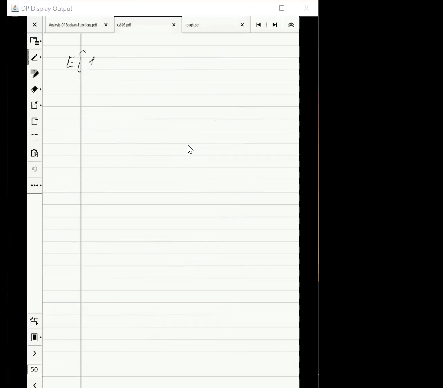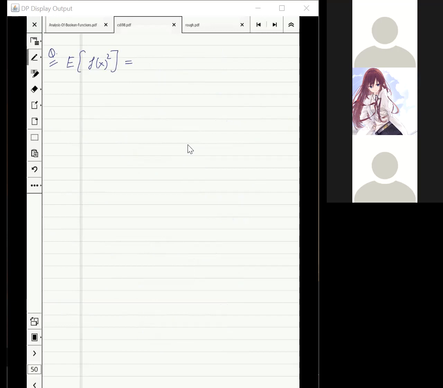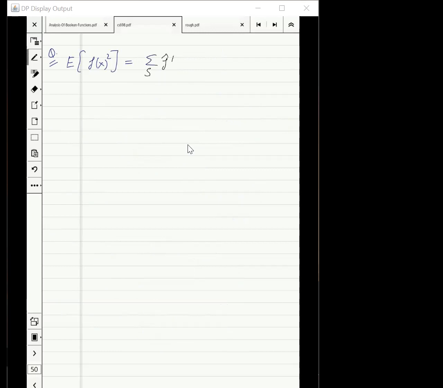expectation of f(x) square is equal to... anyone except Udit, what is this going to be? One if f is Boolean. Right. So f is Boolean, so this quantity will be one. Correct? I'm not doing anything special. I'm just writing everything in the language of expectation. Right? Now, what can I say about variance of f? I will let you guys take 4 or 5 minutes. Tell me what is the value of this in terms of the Fourier coefficients.